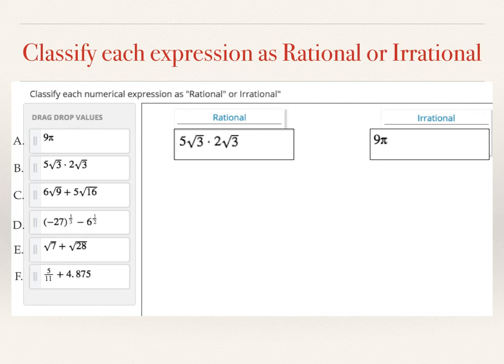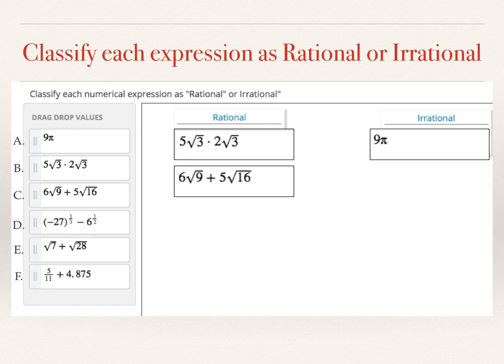Example C, 6 times the square root of 9, that's 6 times 3 or 18. 5 root 16 is 5 times 4 or 20. 18 plus 20 is a rational number. The next example, the cube root of negative 27, that is negative 3, which is a rational number.